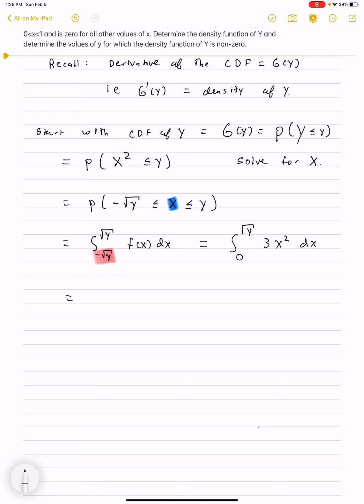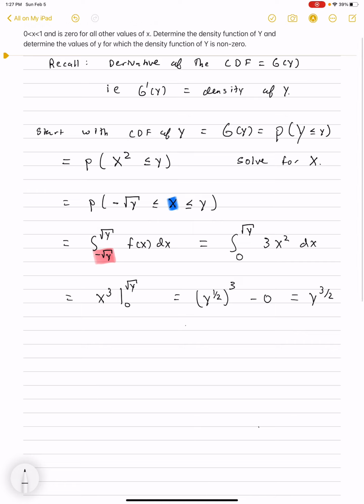Okay. Now I know how to anti-differentiate this. This is x cubed evaluated from 0 to root y. And this will be y to the 1/2, that's square root of y, quantity cubed minus 0. So y to the 3/2. That is my cumulative. So this is g of y, which is the CDF.